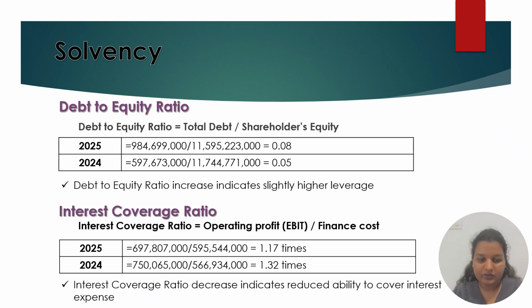The next ratio is interest coverage ratio. That ratio is calculated as EBIT divided by finance cost. 2025 interest coverage ratio is 1.17 times. 2024 1.32 times. Interest coverage ratio decrease indicates reduced ability to cover interest expense compared to the previous year.